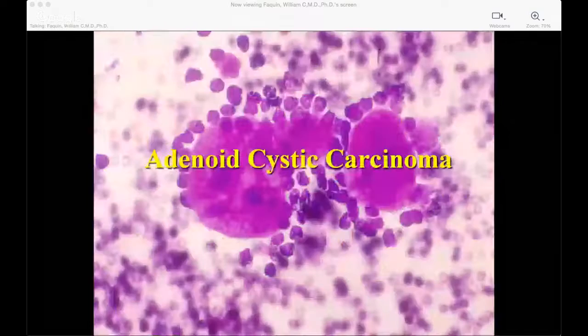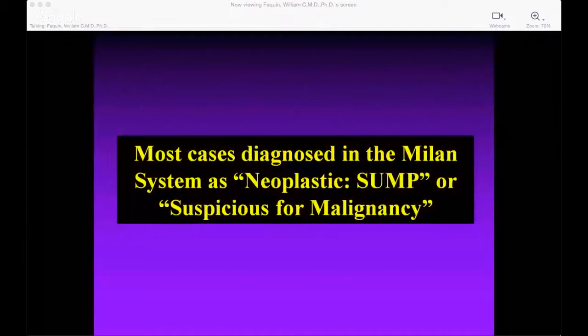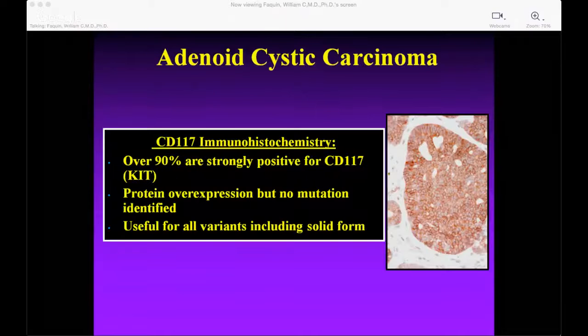What about adenoid cystic carcinoma? Most cases will be diagnosed in the Milan system either as neoplastic of uncertain malignant potential or, depending upon the quality of the sample and the subtype of adenoid cystic carcinoma, it may fall into the suspicious for malignancy or even malignant category.